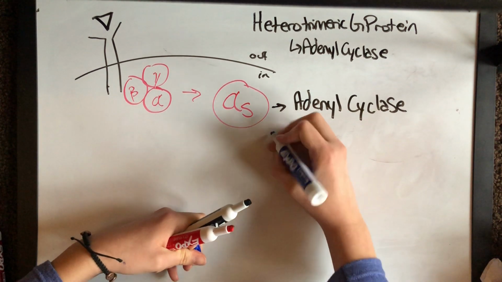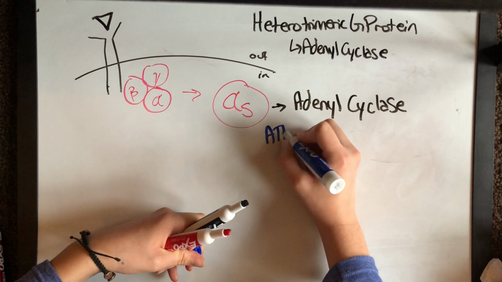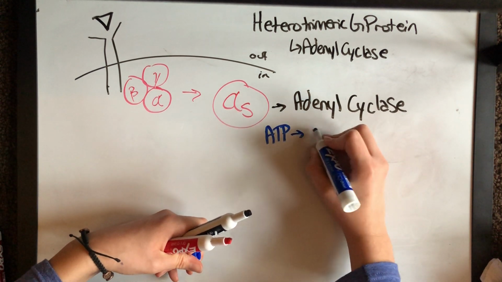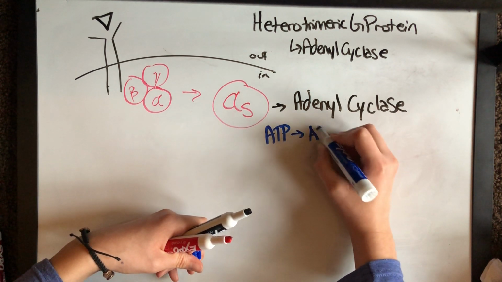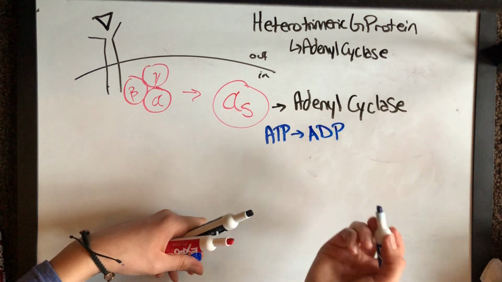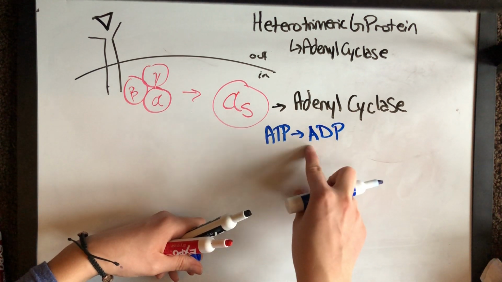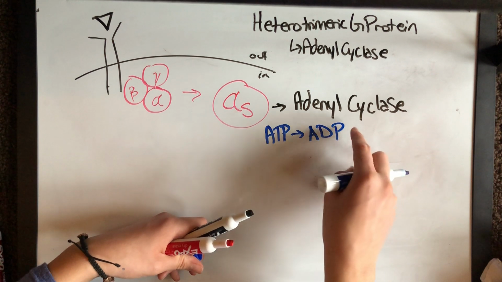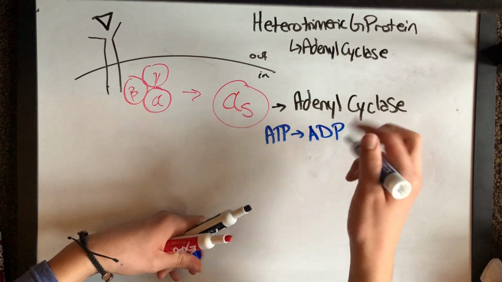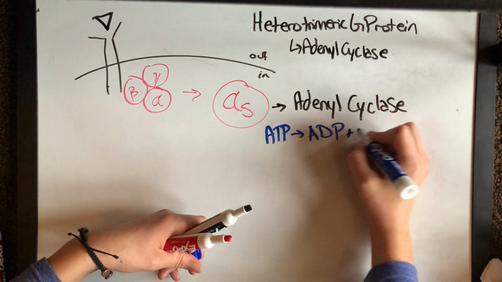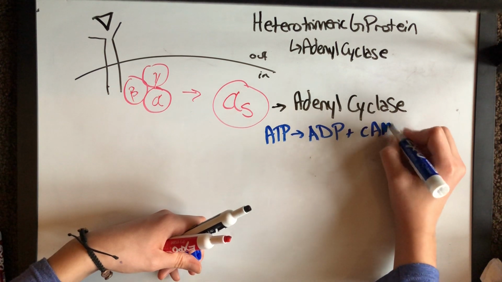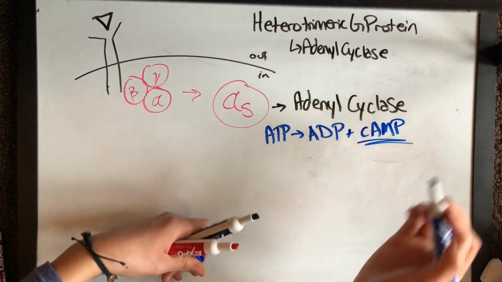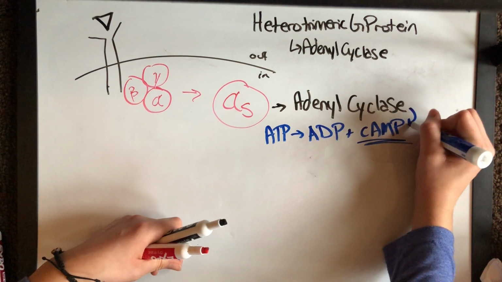We're going to have ATP, and it's going to split up and create ADP. So usually if you split up ATP, you would get ADP and a phosphate, but with adenylyl cyclase activity, we're going to get ADP and cyclic AMP. So that is our second messenger, right?